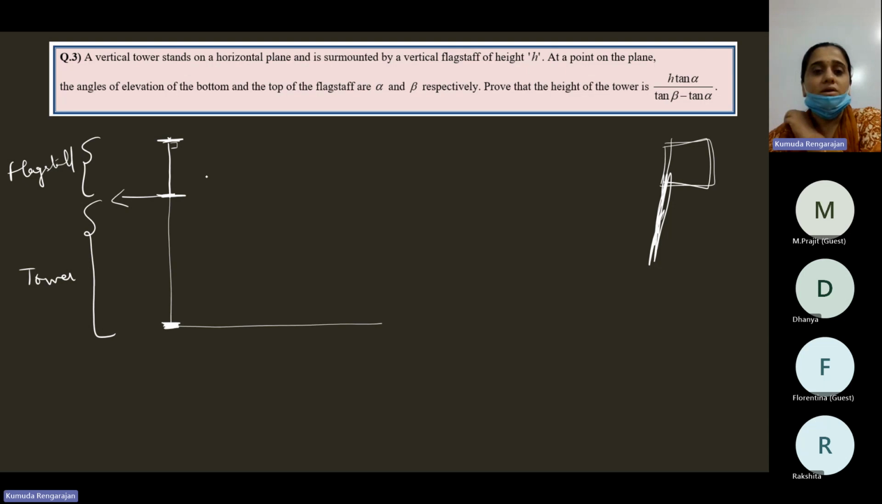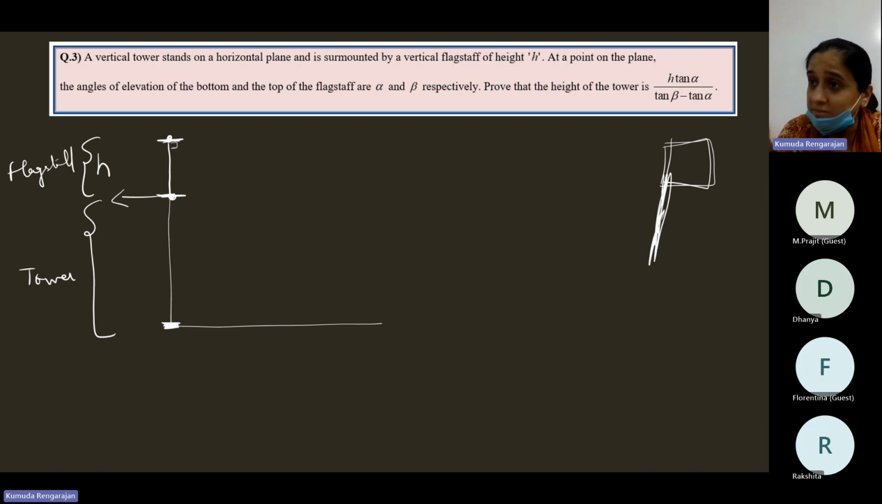All right. The tower is surmounted by a vertical flagstaff of height h. This one alone is h. Flagstaff of height h, not the height of the tower. The height of the flagstaff alone is h. At some point on the plane, the angles of elevation of the bottom and the top of the flagstaff. This is the bottom of the flagstaff. This is the top of the flagstaff. From the same point on the plane.